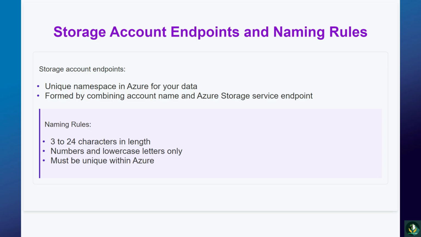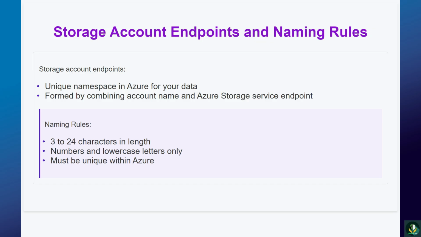First, the name must be between 3 and 24 characters in length. This range allows for names that are both memorable and functional. Second, you can only use numbers and lowercase letters in the name. Special characters and uppercase letters are not allowed. This restriction helps maintain consistency and prevents confusion that might arise from case sensitivity.